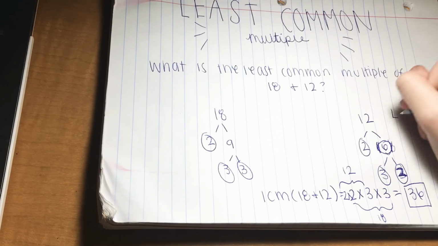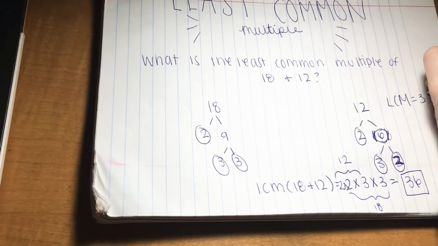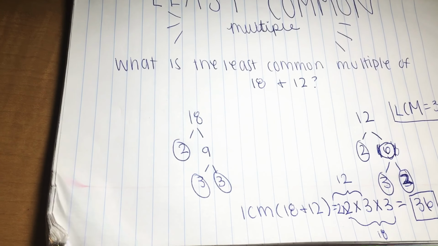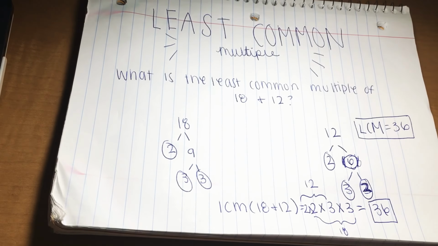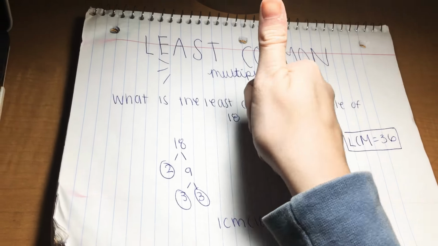So your least common multiple would equal 36. And that's how you do greatest common factors and least common multiples.